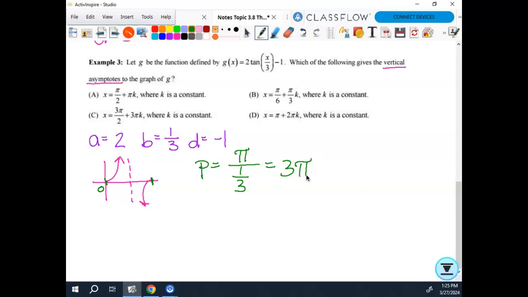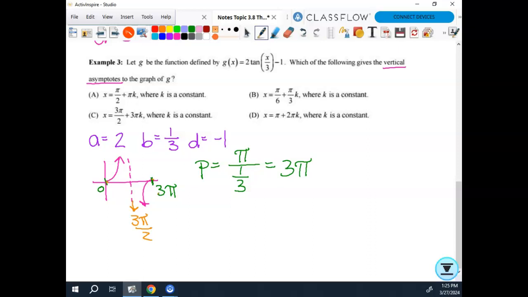All right, so that means that it's going to take 3 pi units for one cycle to happen. Then I've got halfway between the two is where this first asymptote is. So that's just going to be 3 pi halves. That's why it's easiest to start at 0. 3 pi halves. Then, because this is periodic, this is going to repeat every 3 pi units because that's my period and that's when it repeats. You with me on that?